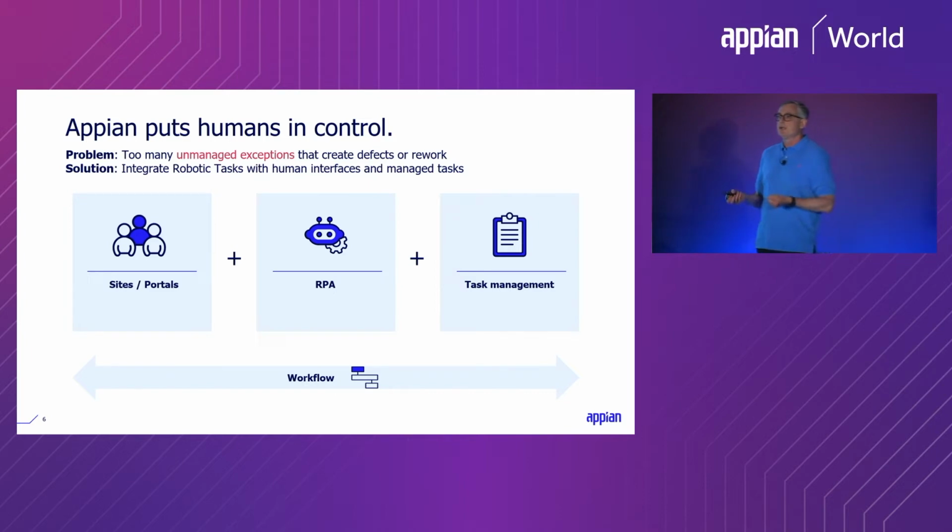So exception handling in RPA, do that in your process modeler. Build that in using interfaces and task management capabilities. We have an extremely robust ability to manage the exceptions, much better, I think, than other capabilities. It's not secondary to the automation, it's part of the automation. It's unified in there.